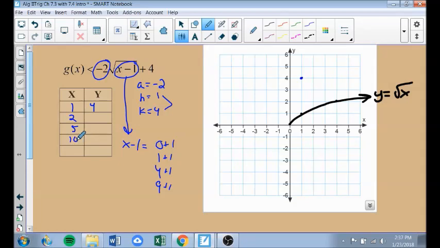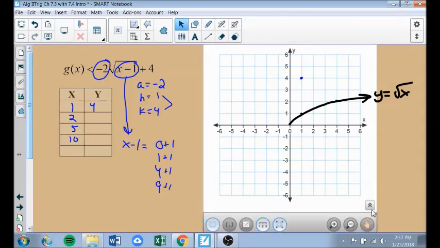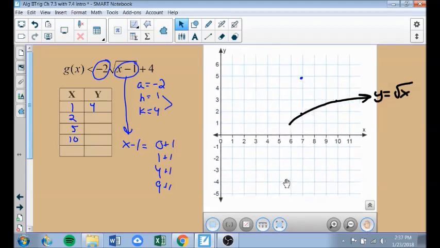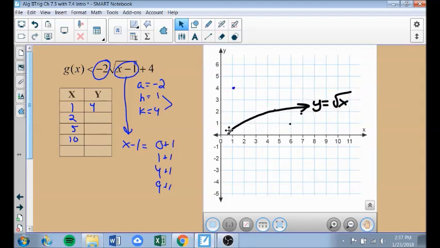Now the way this is set up right now, I can't fit 2, 5, and 10 into there very well, so I'm going to slide all this over. You should be doing the same thing when you're graphing. That also slides this over. I'm starting at the point 1, 4, and all this is going to come down here. Let's get rid of these now.